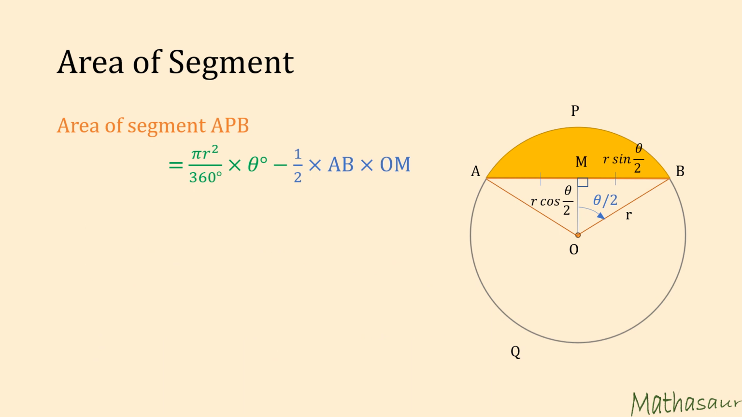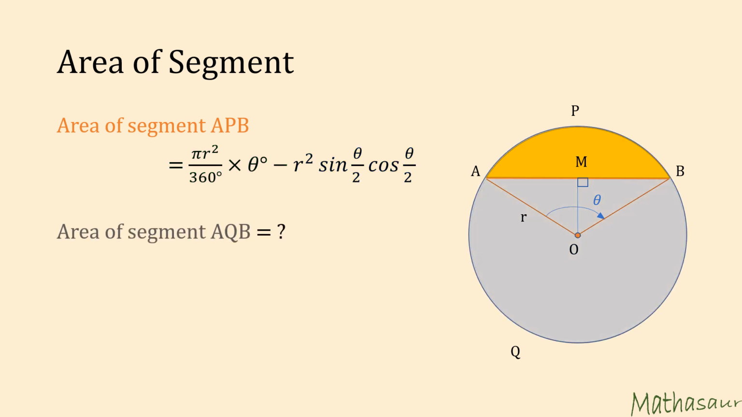Now, let us go back to the area of the segment APB. We know that AM is equal to BM. So, the length of chord AB would be equal to twice of MB. Simplifying, we get MB times OM. Now, let us substitute their values in terms of R and theta. So, we see that area of segment APB would be equal to pi r square by 360 times theta, which is the area of the sector OAPB, minus r square times sin theta by 2 times cos theta by 2, which is the area of the triangle AOB.